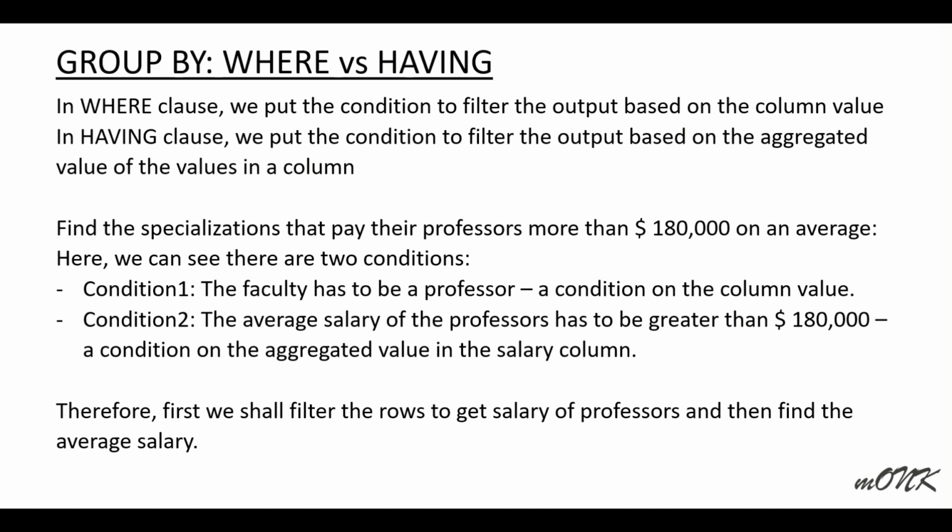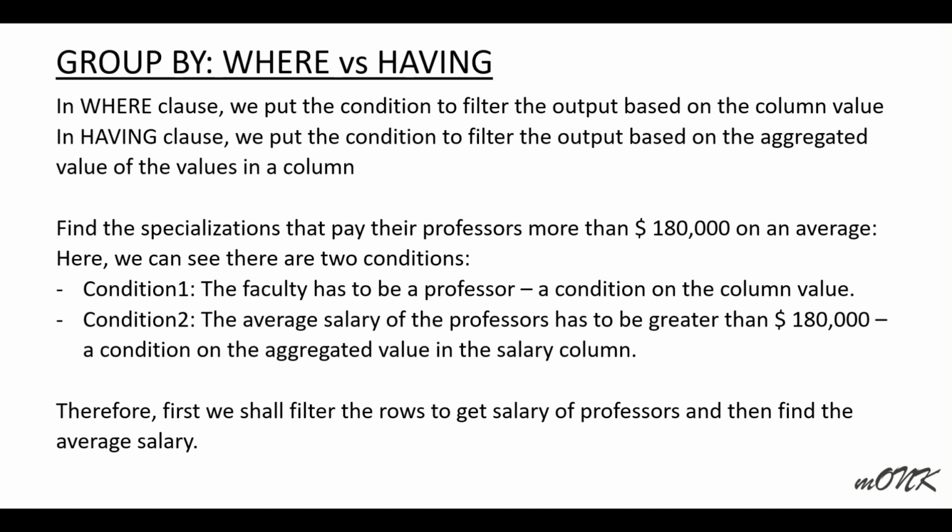When we put a filtering criteria in where, it is about the values in the column, but when we put filtering criteria in the having clause, it is about the aggregated values in a column. So we shall try to learn it through an example: find the specializations that pay their professors more than 180K on an average. So here we can see there are two conditions.